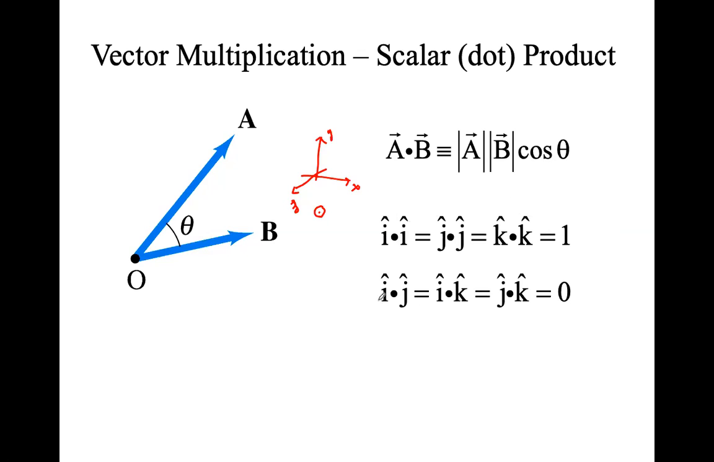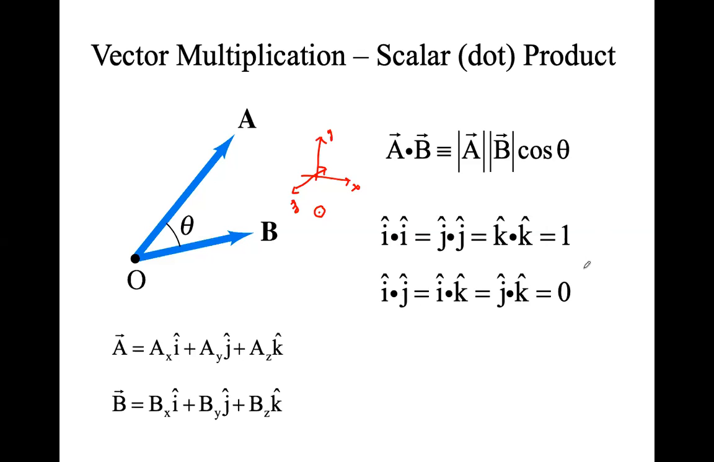On the other hand, i dot j, well, i and j are 90 degrees apart. The cosine of 90 degrees is 0. So anytime you dot a unit vector with one of the other two unit vectors, i dot j, i dot k, or j dot k, which are 90 degrees apart, because the cosine of 90 degrees is 0, that tells you the answer for when you're dotting those two vectors.